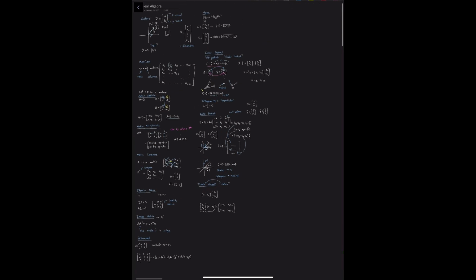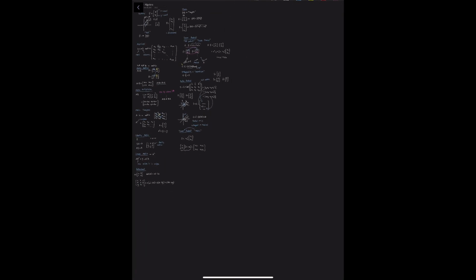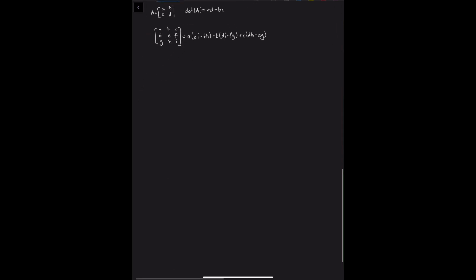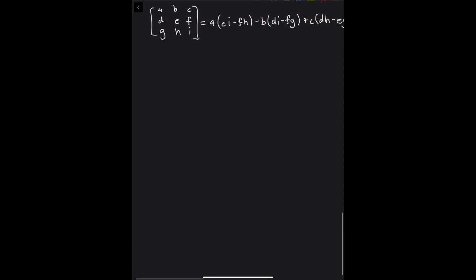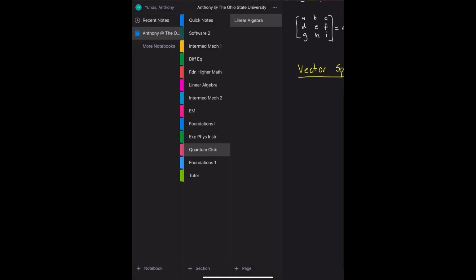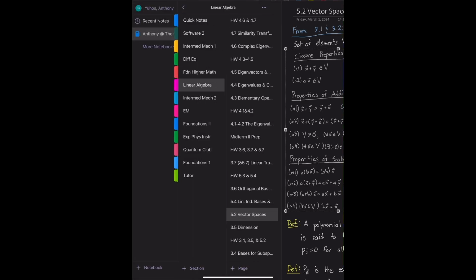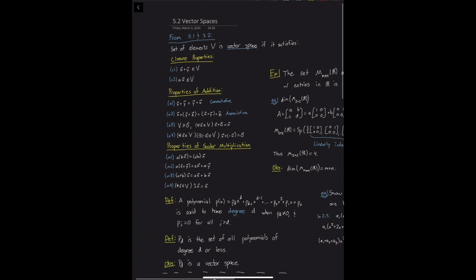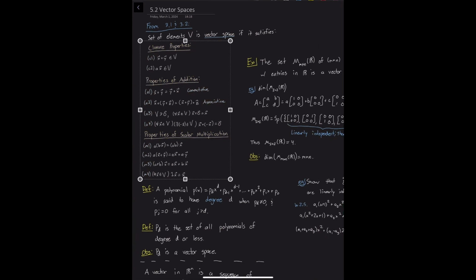We've talked a lot about vectors and matrices. Next thing is to talk about what a vector space is. It's a whole new section. I've mentioned it so far, basically, it has all these properties it needs to satisfy. They're not super important, but if I go to my linear algebra notes, these right here are the properties it needs to satisfy.